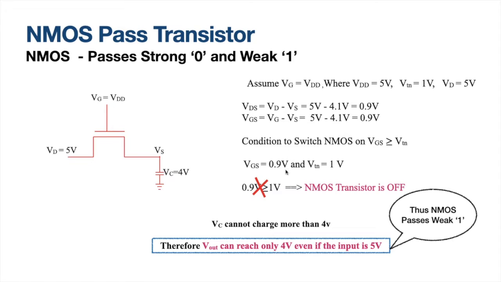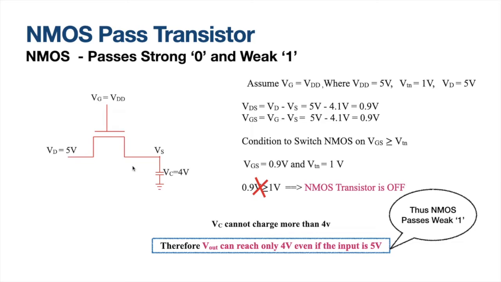Is really 0.9 volt greater than 1 volt? No. Now this transistor is going to switch off. So what is happening when I pass in 5 volts? Initially this capacitor was discharged to 0. When I started passing in 5 volt, this transistor was on. So this capacitor started charging from 0 to 1, 2, 3 and 4. When it reached 4, even a slight value greater than 4 switched off this complete transistor.